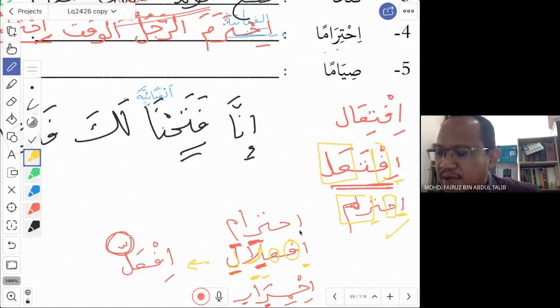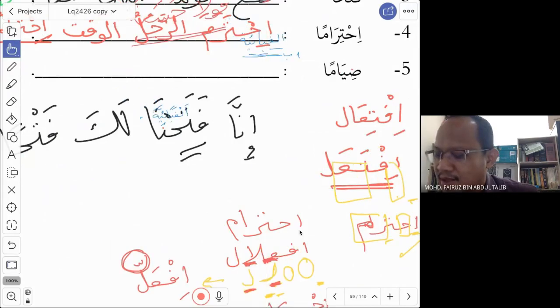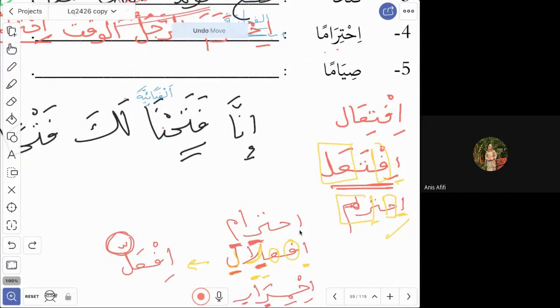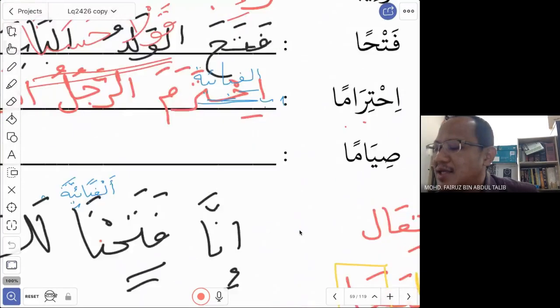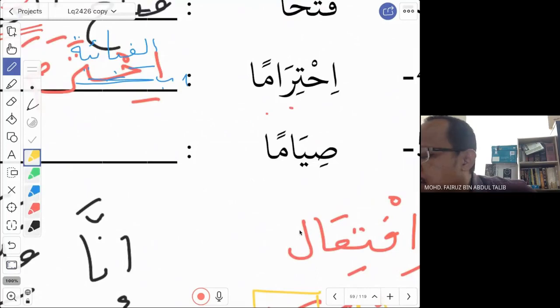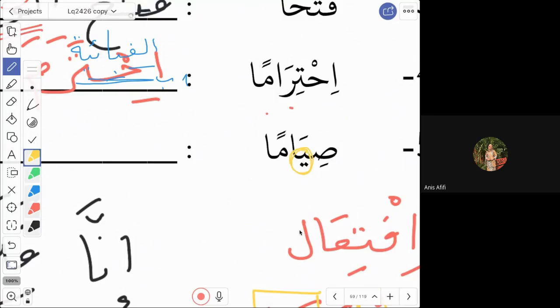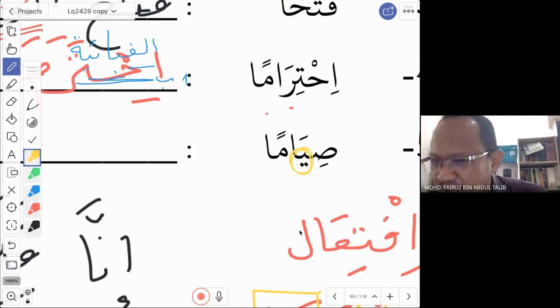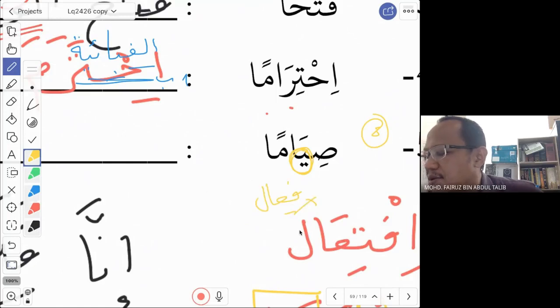Okay. We go to the last one. Siyam. Fi'al. Okay. This is not fi'al. Why is it not fi'al? You see this one? Of course, the pattern looks like fi'al, yeah? But this is not fi'al. Here, this is harful illa. This is a 3-letter fi'il. Even though it looks like fi'al, it is not. This is a 3-letter fi'il from the word sama.